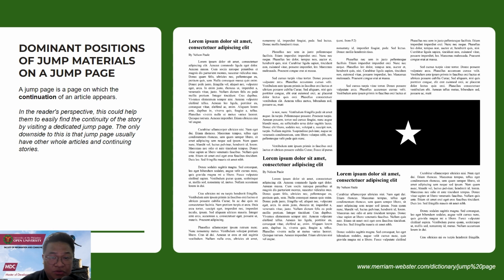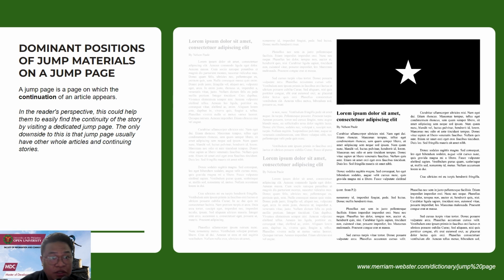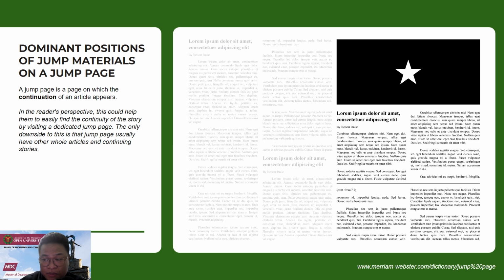The only downside to this is that jump pages usually have other articles and continuing stories, as you can see in my example on the right side of the screen. We can avoid the confusion by putting the continued parts of the story in much less prominent positions on a jump page, while putting the main headline or other articles at the dominant part of the page.